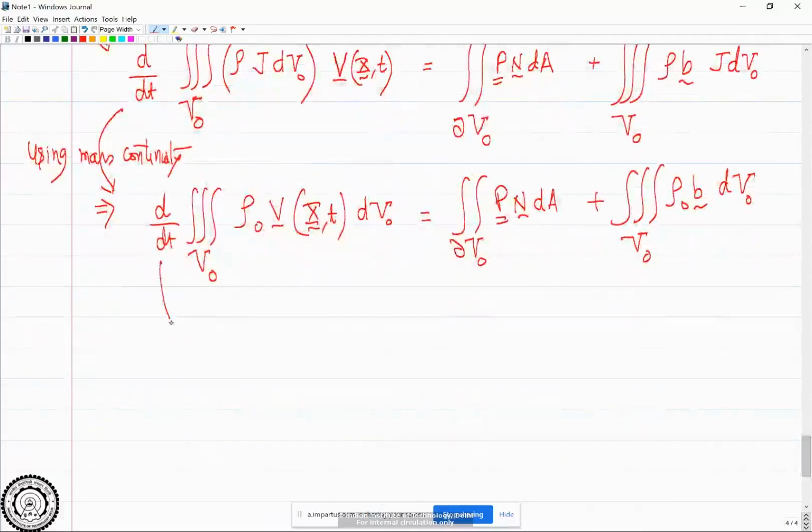You have to bring this d by dt inside and maybe convert this to a volume integral, so that you have everything as a volume integral. So bring all of them on the left hand side and set it equal to 0, and then you say that because it holds for any volume, use localization. Okay, so let us do that.